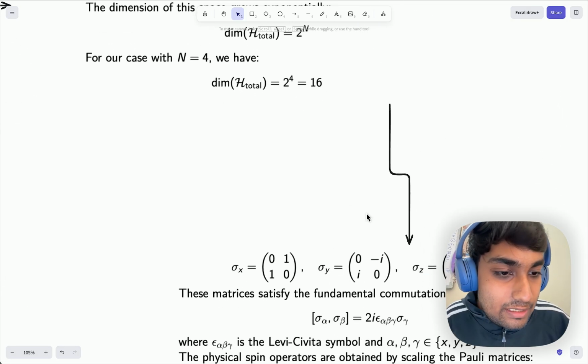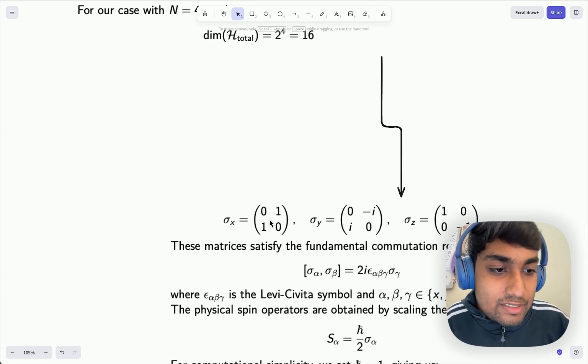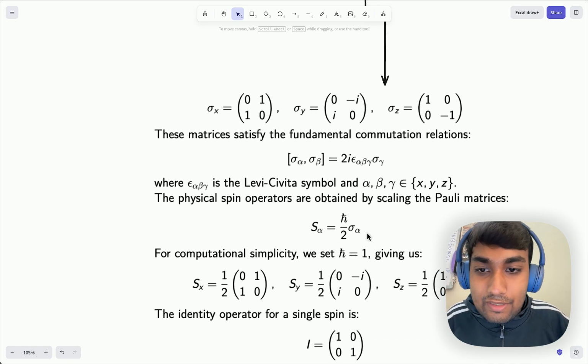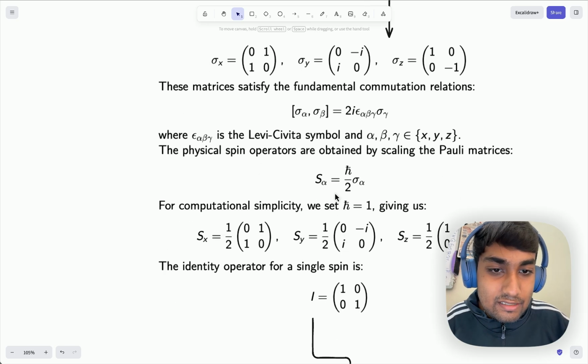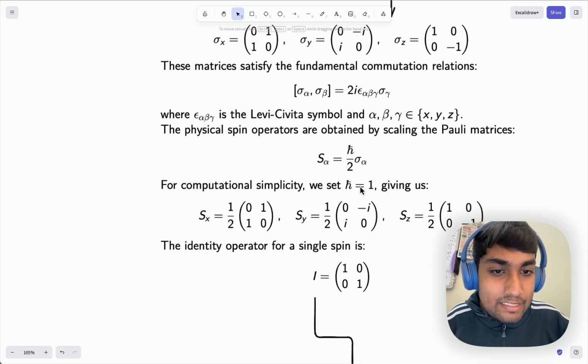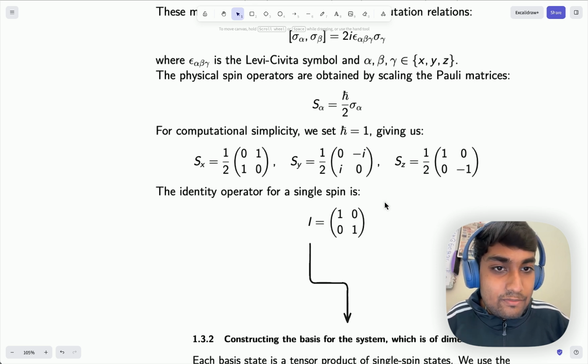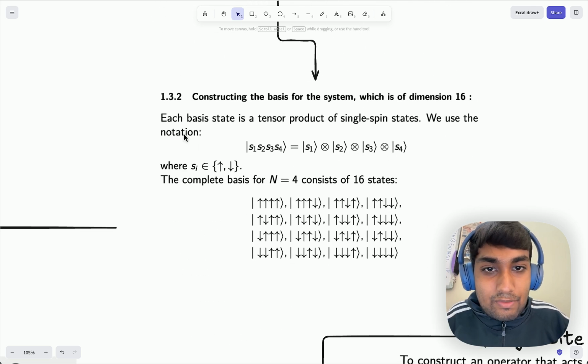In order to get the Hamiltonian matrix, first we will start with the three Pauli matrices, which are defined like this: sigma x, sigma y, and sigma z. And we will define the physical spin operators, which are S alpha, h bar by 2 times sigma alpha. We are taking h bar equal to 1 for simplicity because it will be helpful when we calculate further. After that, we will consider the 16-dimensional system, and it is defined like this.